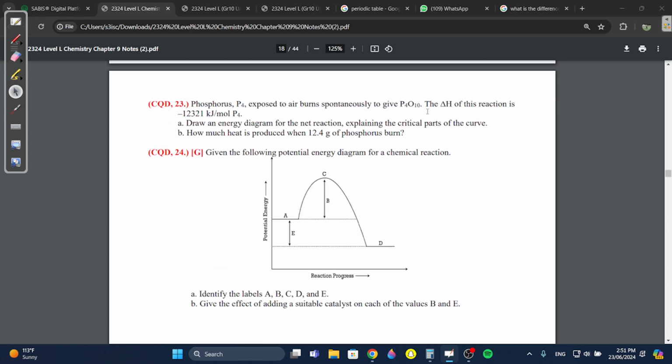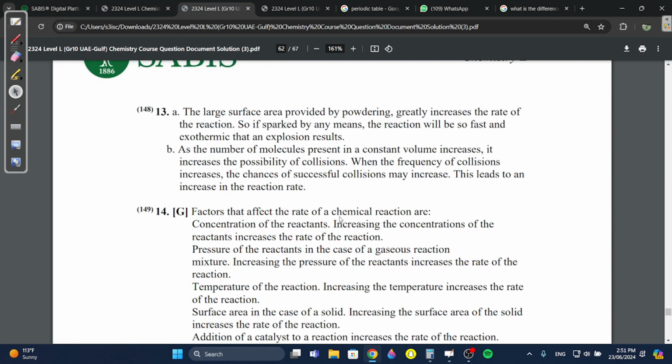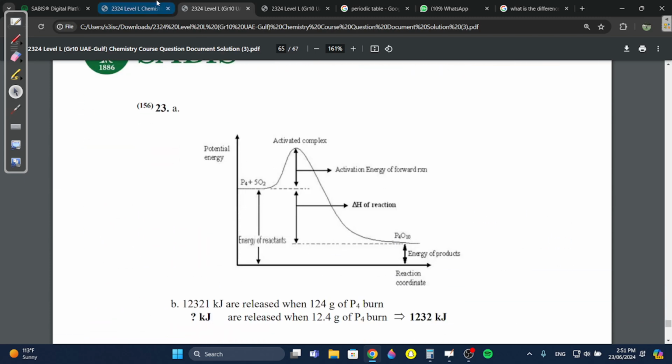Phosphorus burns in air to give P4O10. The delta H is this. Draw an energy diagram for the net reaction. Explain the critical parts of the curve. How much heat is produced when 12.4 grams of phosphorus burn? I'm going to do this one because maybe they get it. CQD 23: draw an energy diagram.